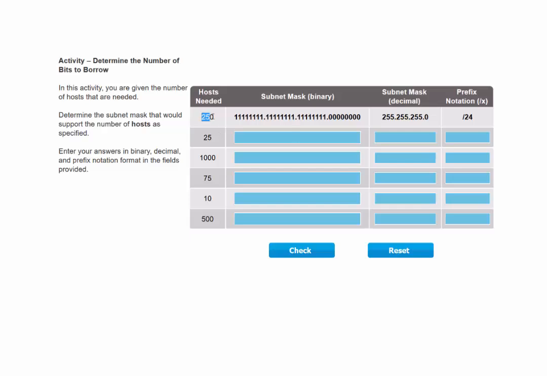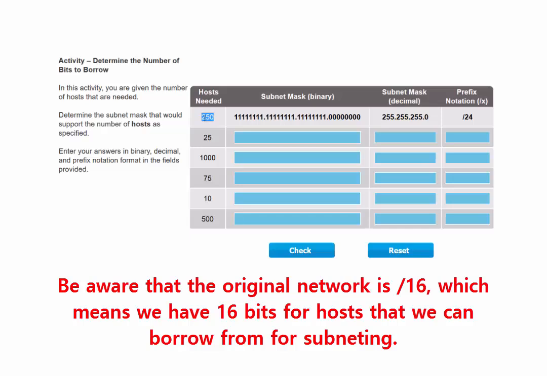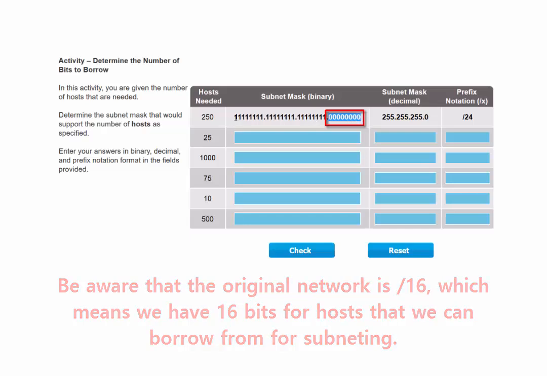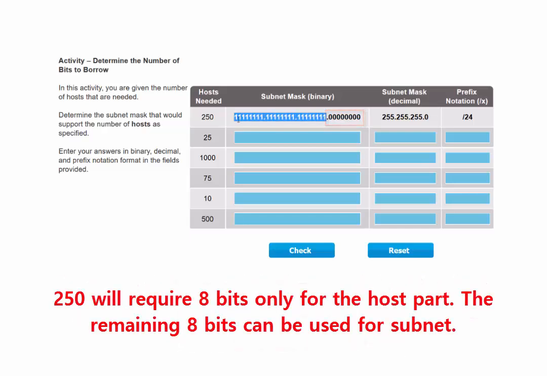So the first example here shows you that we have 250 hosts required, and in that case we need 8 bits for hosts and 24 for the network. So the subnet mask is 24 ones and the rest will be zeros, and this is slash 24.